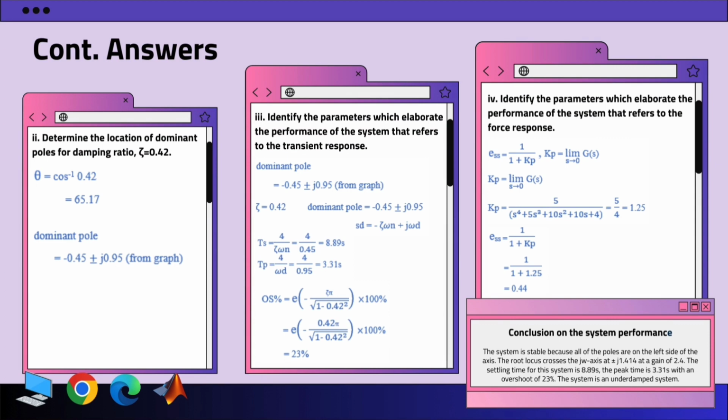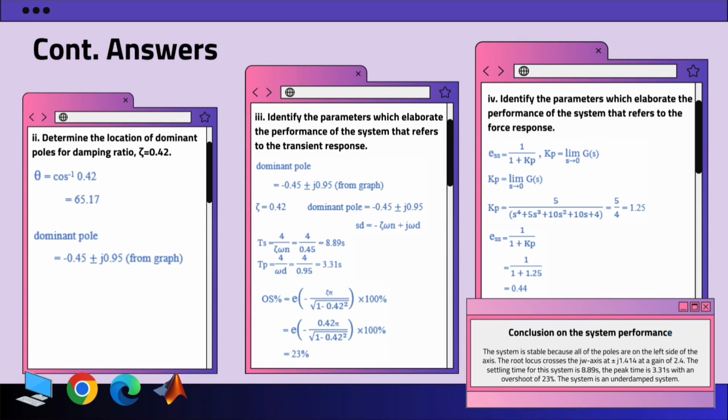The dominant pole for damping ratio 0.42 was negative 0.5 plus minus j0.95. This is gotten from the graph where we got the angle 95.17. The settling time is 8.89 seconds and the peak time is 3.31 seconds and the overshoot percentage is 23%.